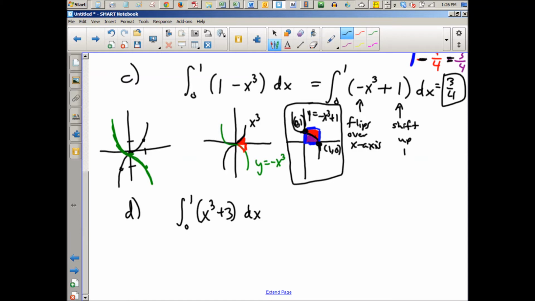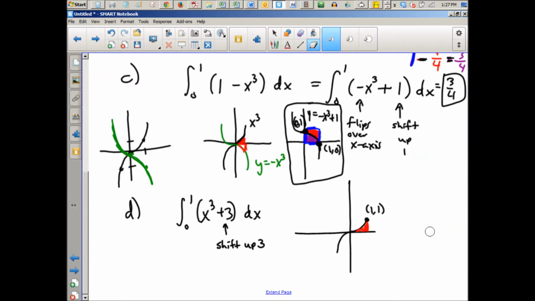It says the integral from 0 to 1 of x cubed plus 3. Okay, so what does adding 3 to a function do? Shift up 3, right. So let's just draw a picture of this. Here's your original function, right? And this area was 1/4. And remember, this is the point 1, 1.